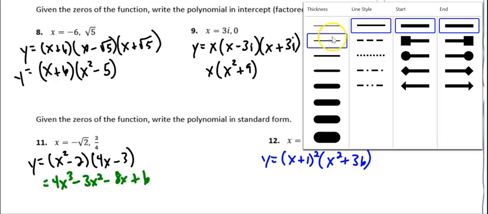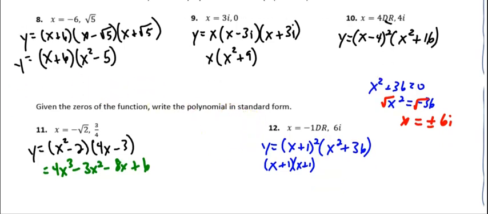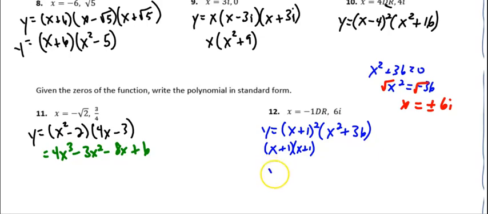Okay. So from here, we have to multiply this out. So the x plus 1 squared, that essentially is x plus 1 times x plus 1. So this is going to give us a binomial times a trinomial. So we got x squared plus 2x plus 1 times x squared plus 36.